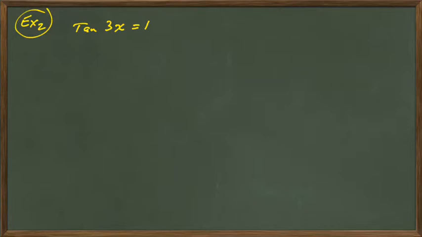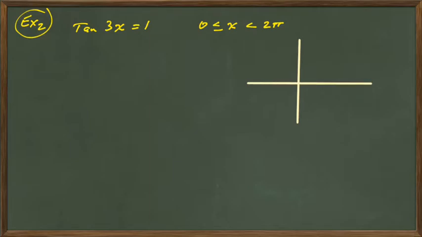This is example 2. They give us tangent of 3x equals 1. It says to solve the equation, but this one says 0 to 2 pi. So notice you don't include 2 pi, but you do include 0. Does anybody know what angle's tangent is 1? Pi over 4? I think the tangent of pi over 4 would give me 1. Is the tangent positive in that quadrant? How about down here? Is the tangent positive in this quadrant?